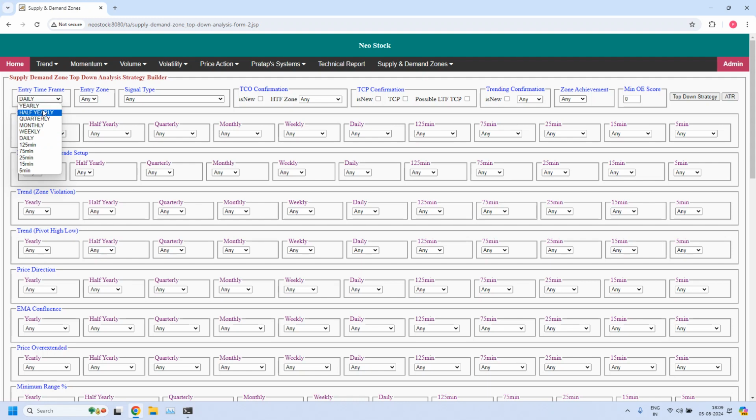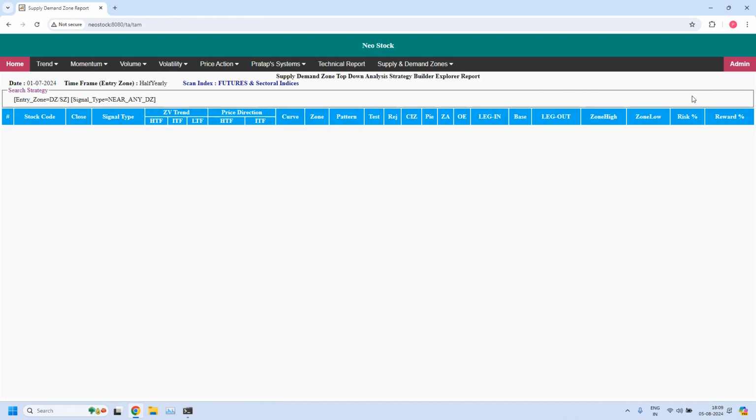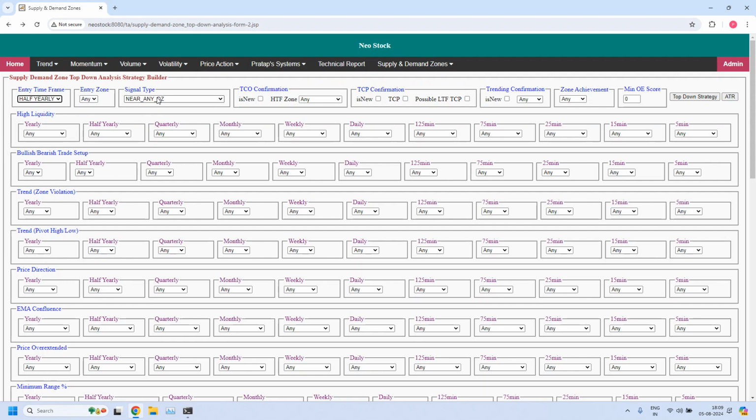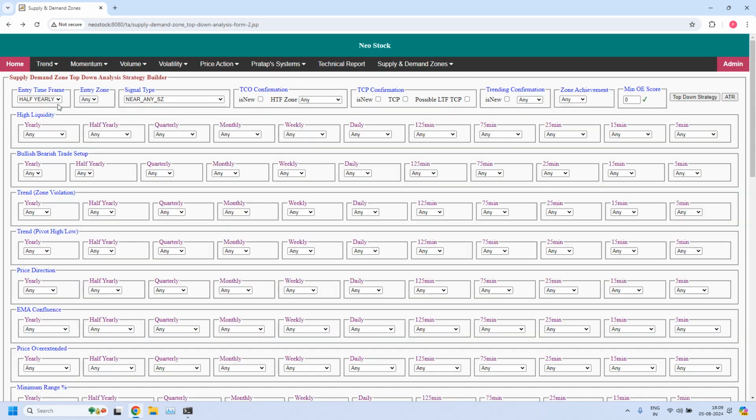So first let's start with half yearly time frame. Let us find the stocks near half yearly demand zone. So no half yearly demand zones are available. So let me go back. For half yearly time frame, let us find the stocks near half yearly supply zone. So no half yearly supply zones are available. So I'm going back, changing the time frame to quarterly.